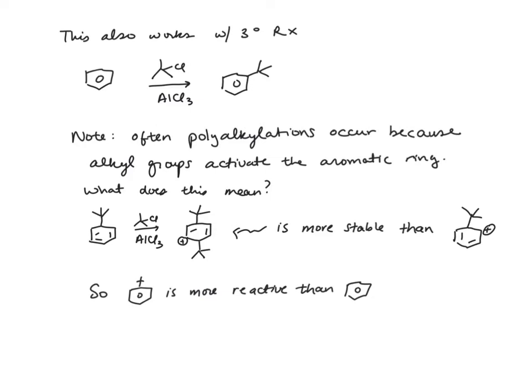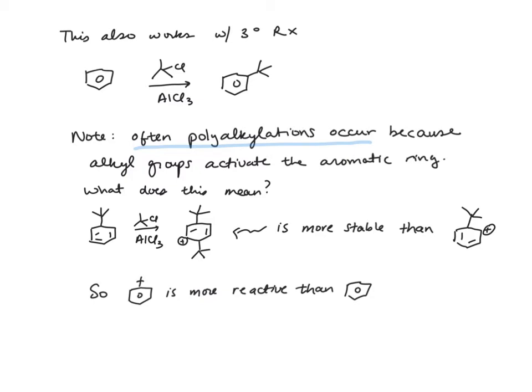This reaction also works with tertiary alkyl halides. For example, here's tert-butyl chloride reacting with aluminum chloride, and we get tert-butyl benzene. And this does not undergo a rearrangement because the tertiary carbocation is the most stable. It's also important about this reaction to note that polyalkylations can often occur, and this is whether the alkyl chloride is primary or secondary or tertiary. This polyalkylation is a problem even if you don't have an excess of the alkyl chloride, and that's because the activated aromatic ring results from the installation of an alkyl group.